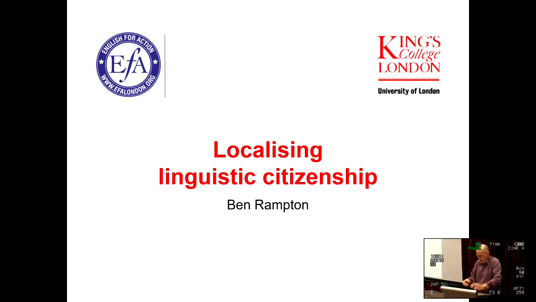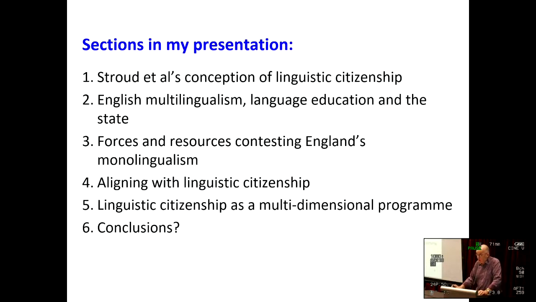Well, here is a slide of what I'd like to cover in what follows. So you can see it there. After describing what I think linguistic citizenship means, I'll try to embed my own interest in linguistic citizenship in an account of language and politics in England, and go on after that to describe something of the kind of multi-layered language development program that linguistic citizenship seems to call for.